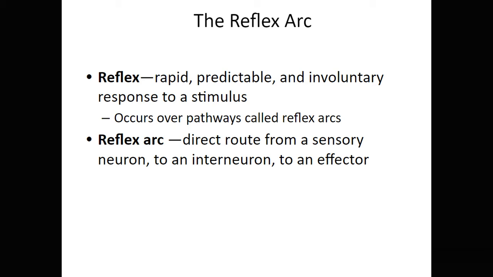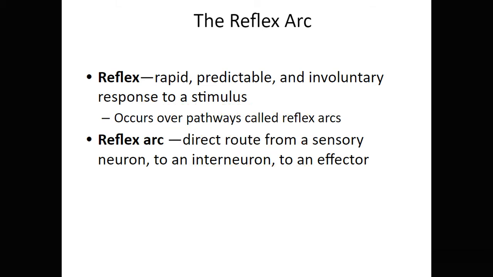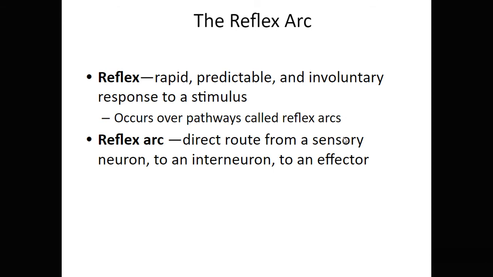Okay, it occurs over pathways called reflex arcs, and reflex arcs are going to be the direct route from a sensory neuron to an interneuron to an effector. And essentially, we're going to talk about this in more detail in the diagram. But remember, you get a stimulus that's going to be transmitted from a sensory neuron, which could be in your skin, wherever. It's going to travel what's called afferent. Afferent. That's going to travel afferent to the central nervous system.